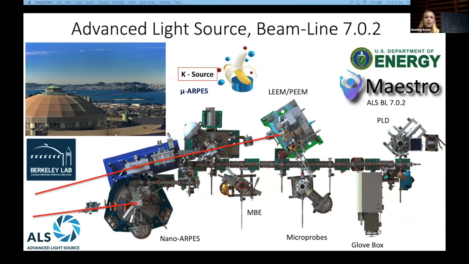For the experiments that I'll show you today, we use the micro-ARPES system, and we also used a potassium source that is available there. I'll discuss in a little bit of detail what this does in case someone is not familiar with this method of surface preparation in ARPES. And we don't actually put a banana in the ultra-high vacuum system.